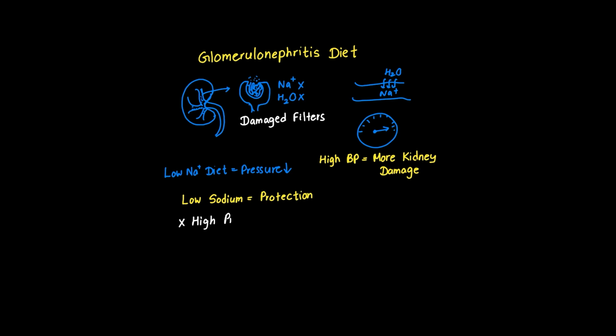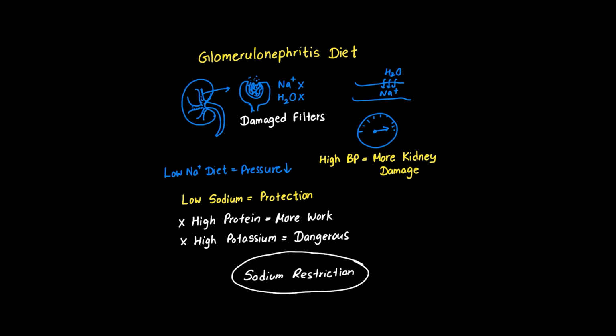High protein actually increases kidney workload, as the kidneys must filter protein waste products. High potassium foods worsen hyperkalemia that often accompanies kidney disease.